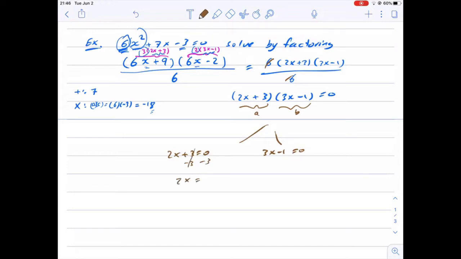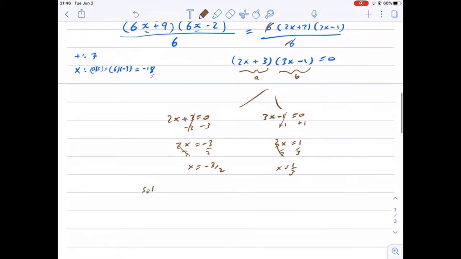And then we solve this. We get 2x equals negative 3. And then we divide by the coefficient of x to get x equals negative 3/2. This is one solution. The other solution can be obtained from the other equation. So 3x equals 1. And then we divide by 3 to get x equals 1/3. So the solution set is negative 3/2 and 1/3.